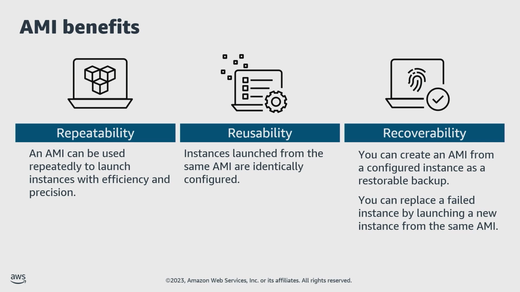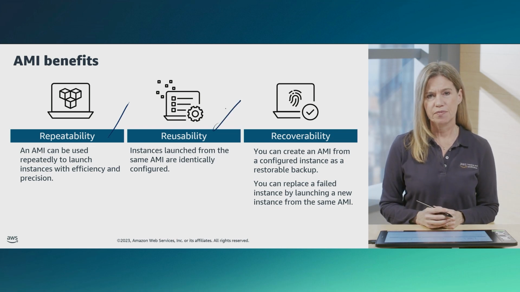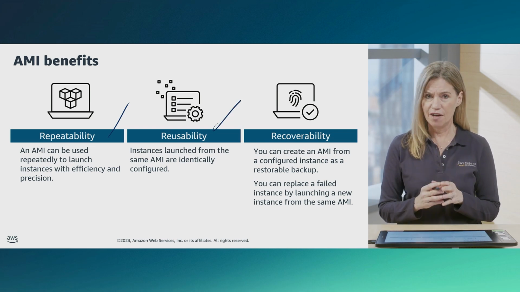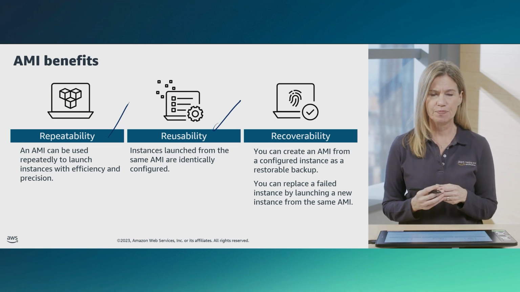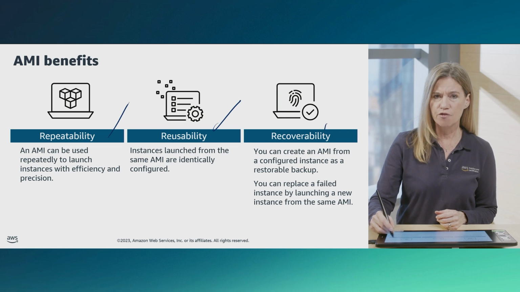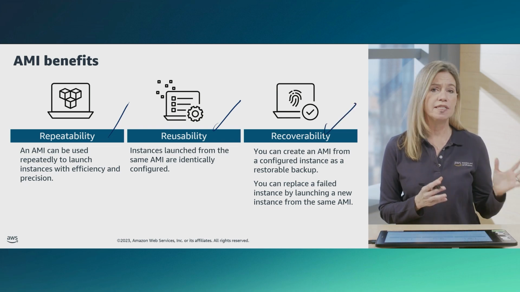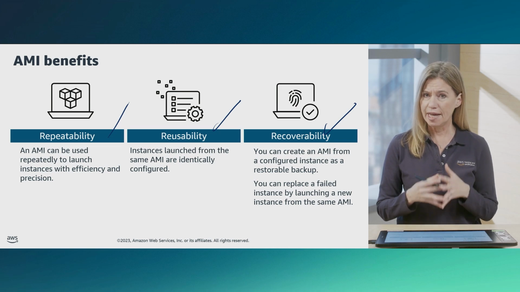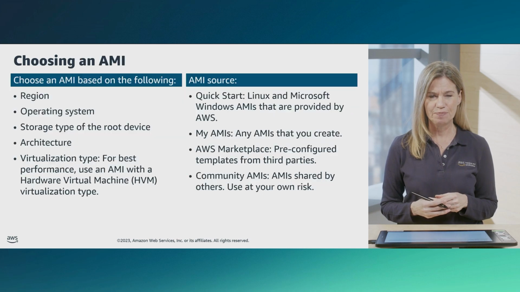One benefit of using AMIs: repeatability. You can launch instances a bunch at a time with the same baseline configurations very efficiently. A second benefit: reusability. You can create an exact replica of an instance, for example, to duplicate a compute environment from dev to test. The third benefit is recoverability. If an instance fails, you can replace it with a new instance from the same AMI. You can also create an AMI from a modified EC2 instance as a backup of that instance.